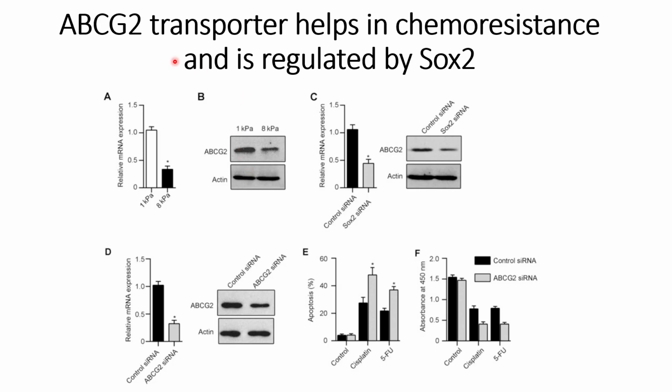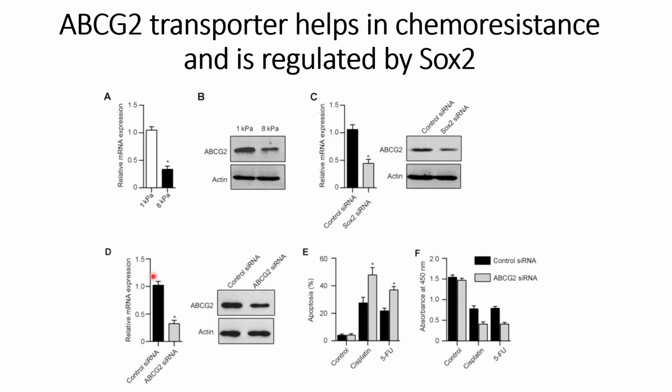Thereafter, they checked whether ABCG2 and Sox2 are related to each other or not. For that, they used Sox2 silenced cells and then checked the ABCG2 levels in these cells, and they saw that the mRNA expression level of ABCG2 goes down in the Sox2 silenced cells. They also checked this using the Western blot, which further validates that Sox2 levels are directly related to ABCG2 expression.